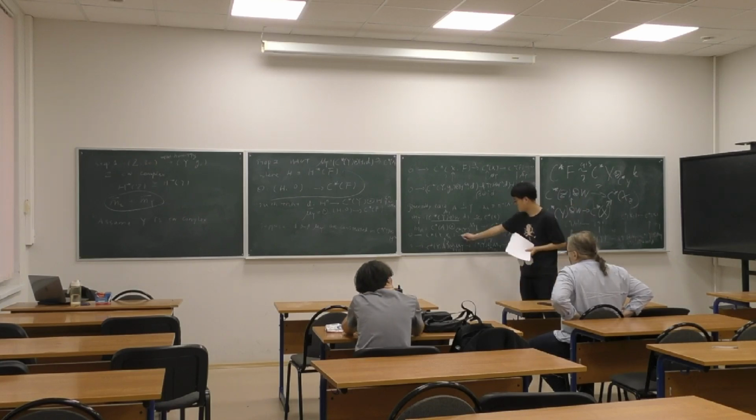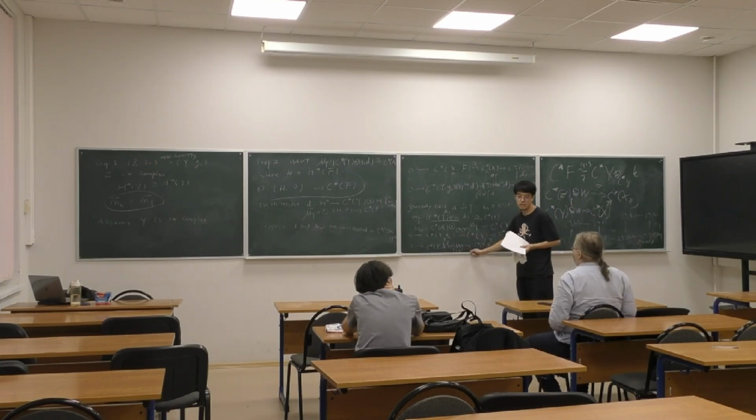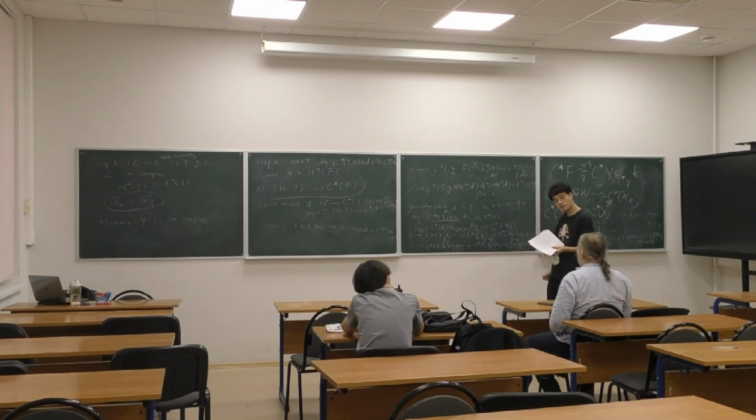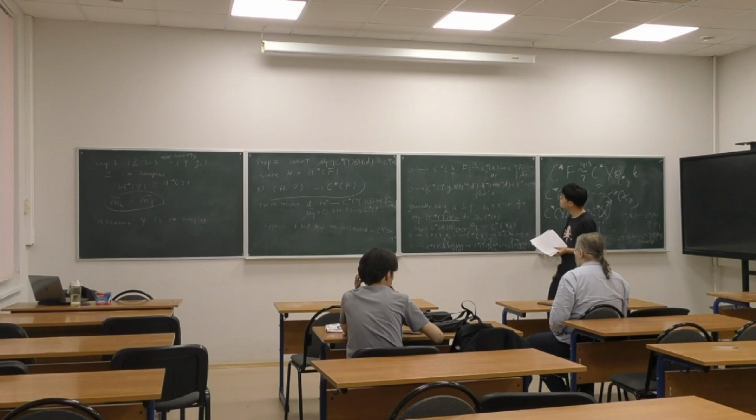So this map is just inclusion, and this is inclusion tensor identity. The horizontal ones are all right. Yeah, it's the vertical ones I don't understand.